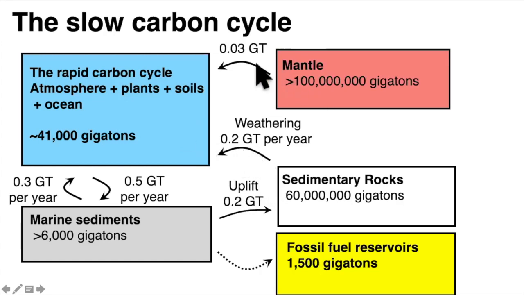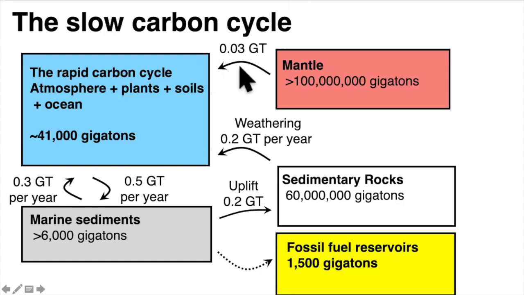So the major new input of carbon into this rapid carbon cycle, as we discussed last time, is due to volcanic activity. This is estimated to be around 0.03 gigatons per year on average. But really that average swings a lot. In some years, there's almost no volcanic activity. In other years, there's massive eruptions that are 10 times this value or 100 times this value.